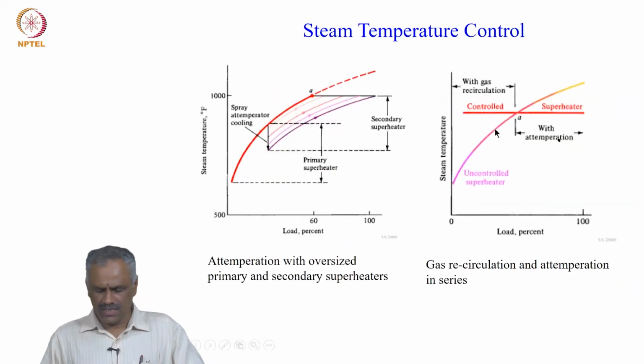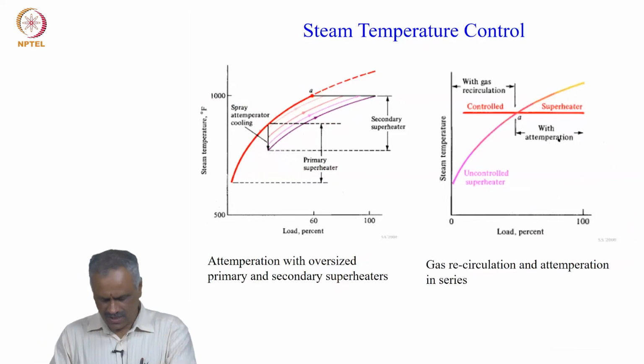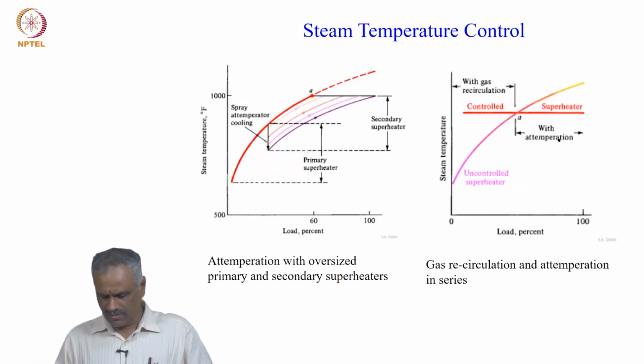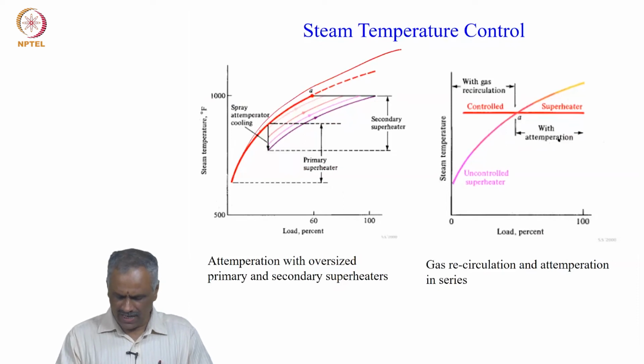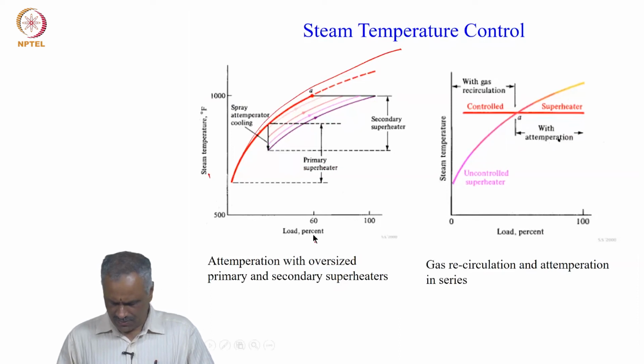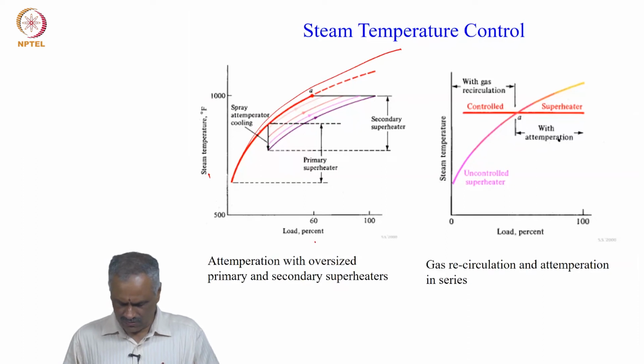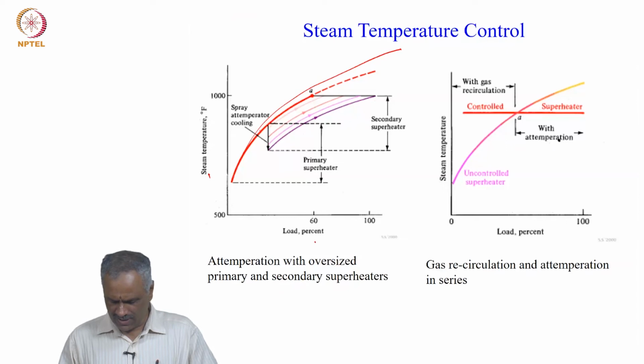The other one is temperature control. How do we control temperature? Because the temperature tries to move up like that. This is the steam temperature versus load in percentage. As the load increases, you have to supply the fuel and the temperature goes up. So, what happens here is we have to cut it here by control. We should not allow it to go further.